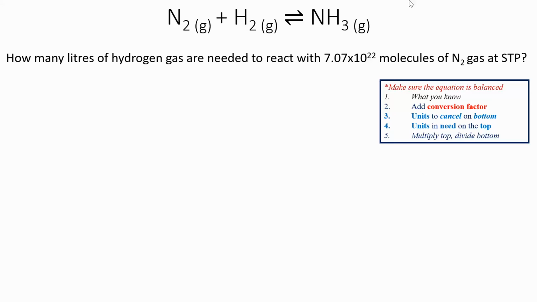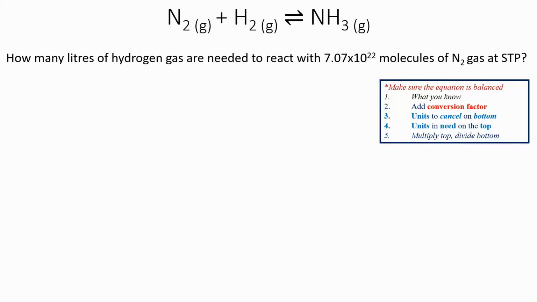Here are our steps once again. We have to make sure this equation is balanced. Number one, every single time, make sure it's balanced. Then we have to look at the problem and see what we know, basically what it gives us and what it's asking for. Then we have to add our conversion factors by mapping it out. Then when we actually plug in our numbers, we're going to put the units we want to cancel on the bottom and the ones we want on the top. You'll see that later on. Then we're going to plug it into our calculators.